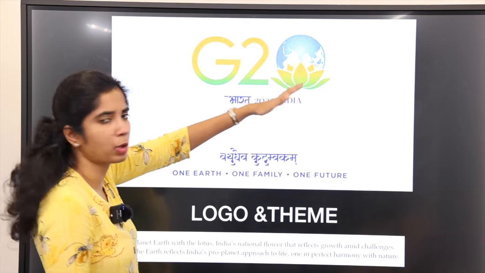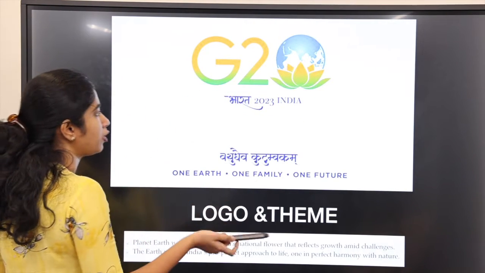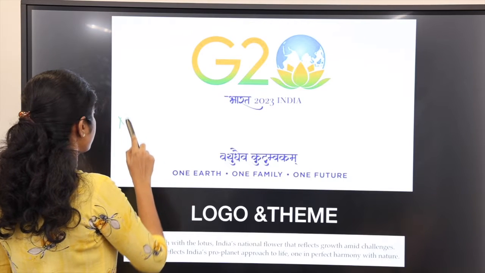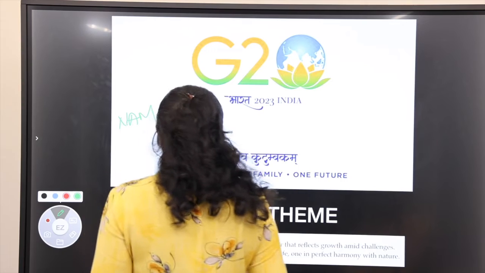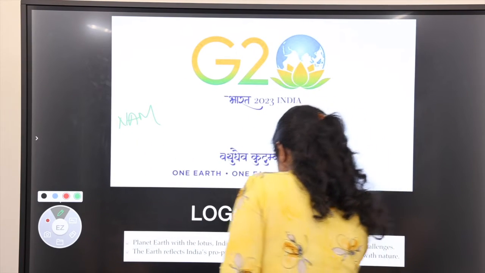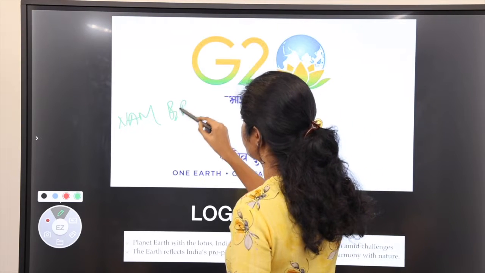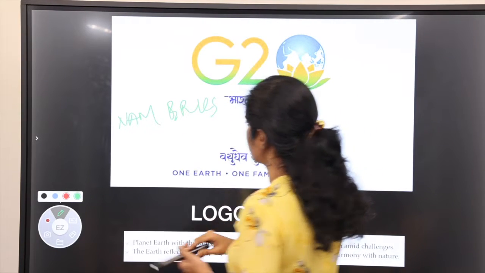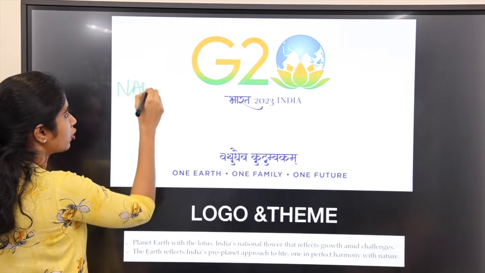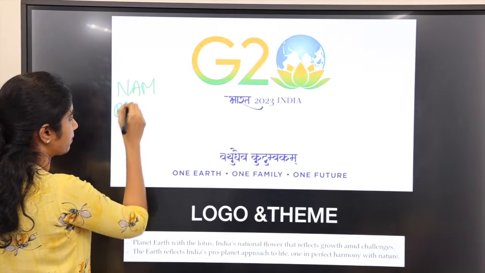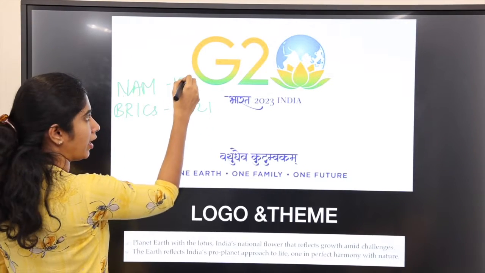This is not the first time a lotus is being used in the logo of summits which India has hosted. It was used in NAM, and BRICS. This lotus symbol has been used in the Non-Aligned Movement in 1983 and BRICS in 2021.